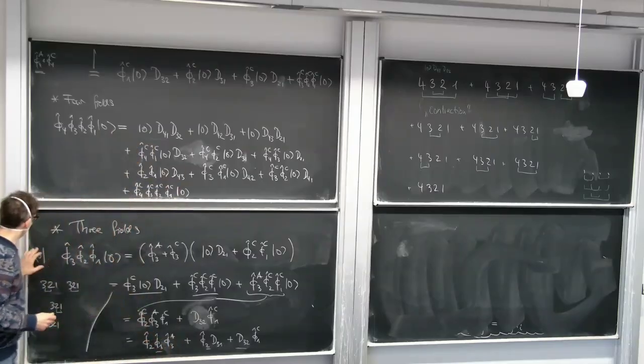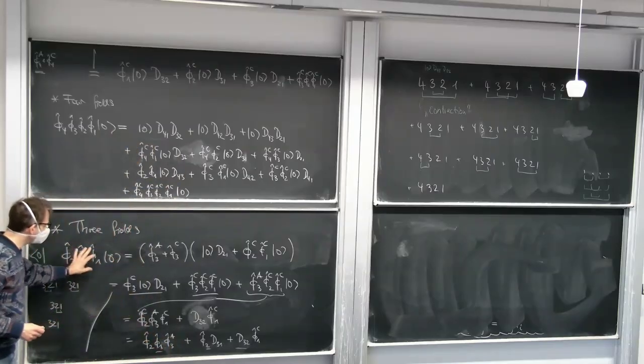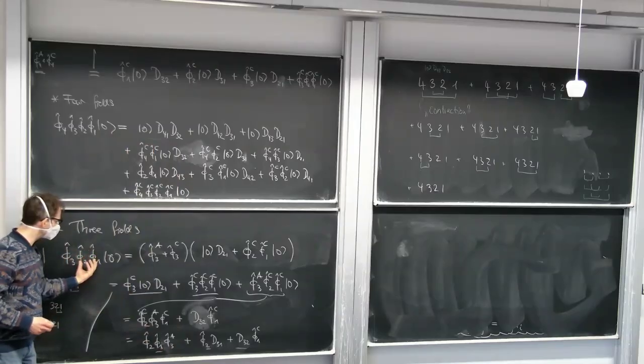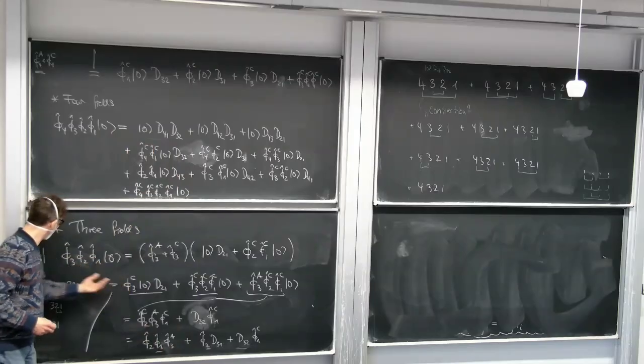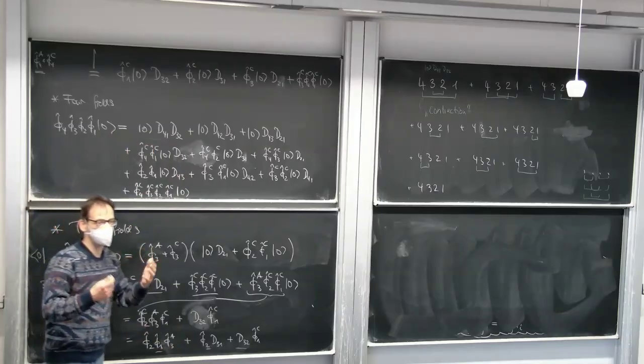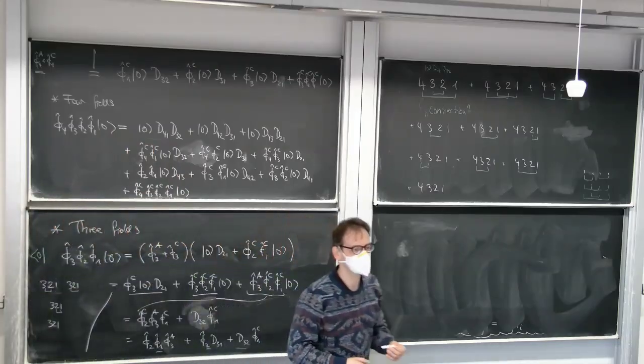So it's much simpler. And if you have three fields, you know that any odd number of fields wouldn't give you anything, because if you have an odd number, there will be at least one lonely, and then with the vacuum it is zero. So we only have even number correlation functions here.